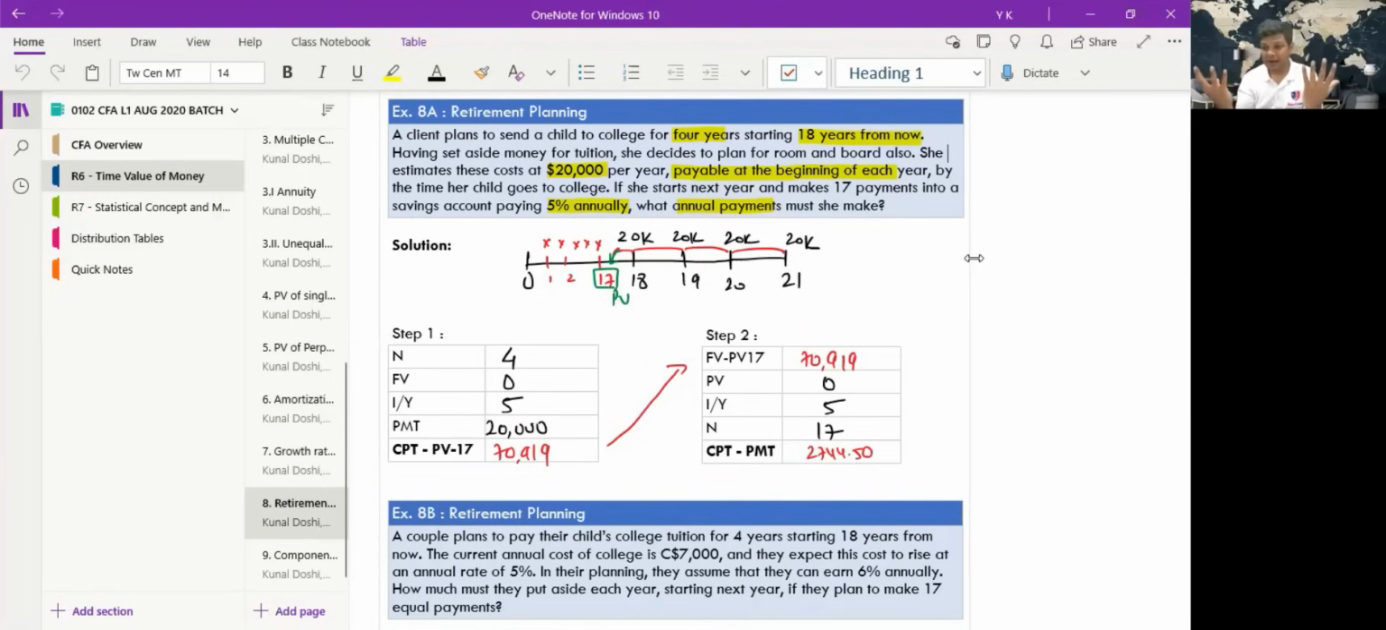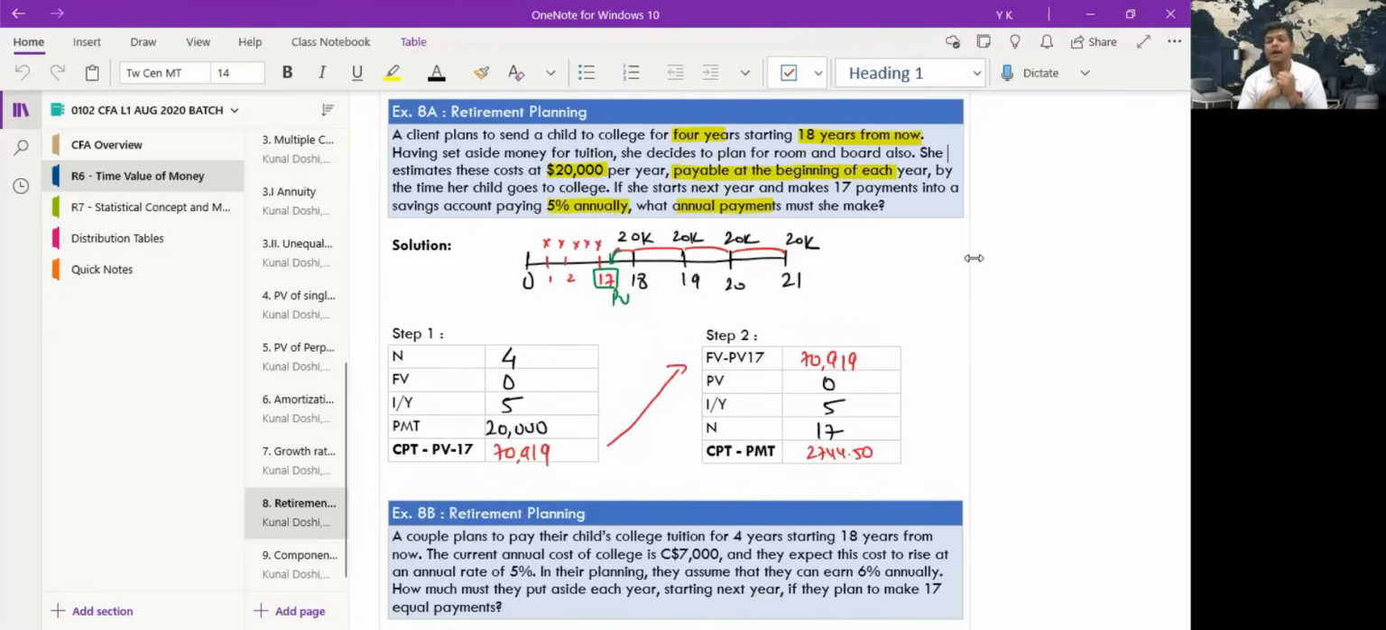So now if I were to summarize, let's say the investor is me. So I'm going to put installments of 2744.5 starting from next year for 17 more years. So total 17 installments I will be putting up. And at the end of 17th year, how much will I accumulate? 70919. This 70919 will fetch me 4 installments of 20,000 for the next 4 years. Are you with me on this, everyone?